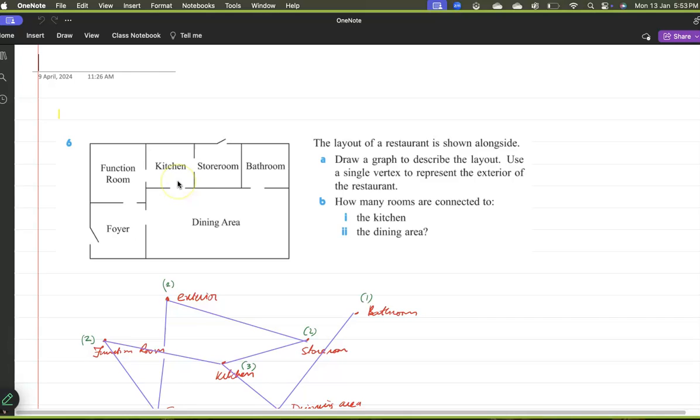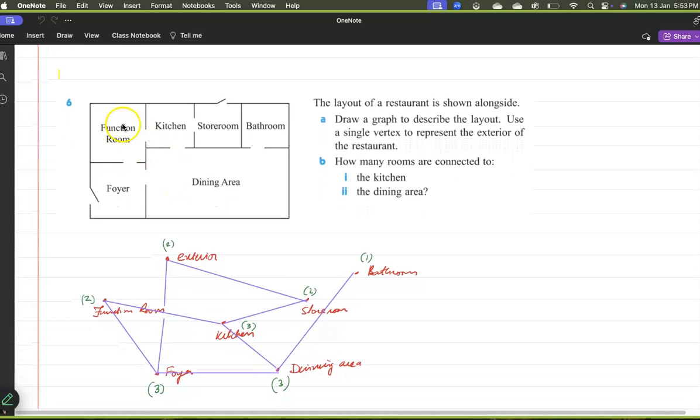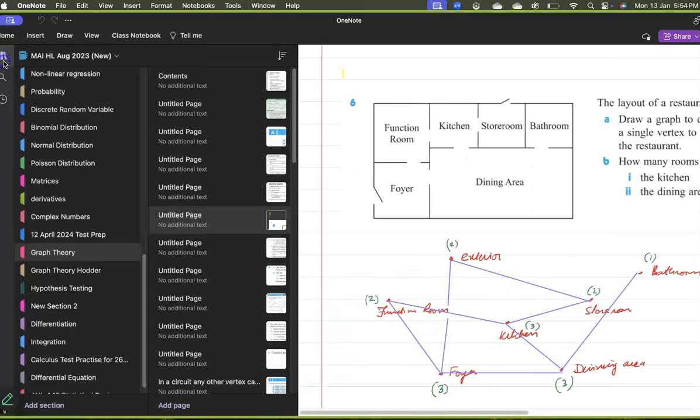Next, this is a simple thing that they can ask you to draw. They've given you the layout of a restaurant. Draw a graph to describe the layout. So each of the rooms you'll make a vertex, and each passageway you'll make an edge. And then you need to write the degrees. I put the degrees in brackets. This is something very simple.